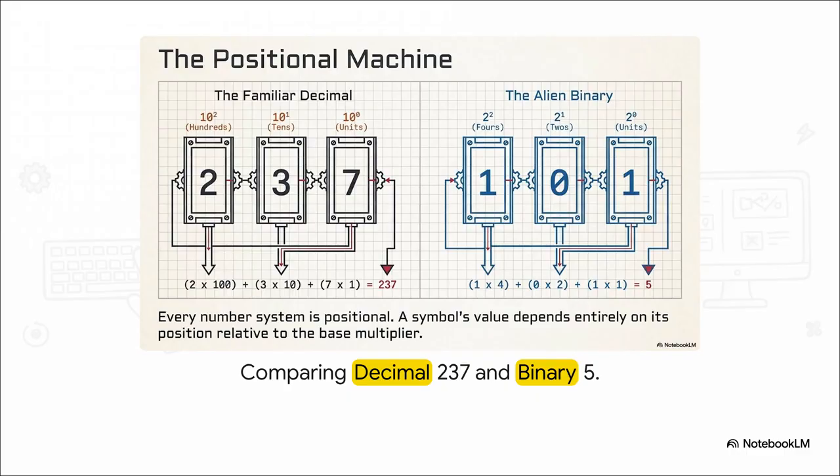Think about our familiar decimal system for a second. The number 237, that just means 2 hundreds plus 3 tens plus 7 units. A symbol's value depends entirely on its position relative to the base multiplier. Now apply that to the alien binary system. The string 101 works exactly the same way. It's just 1 four plus 0 twos plus 1 unit. Add those up, 4 plus 0 plus 1 equals 5. It is just beautifully logical.